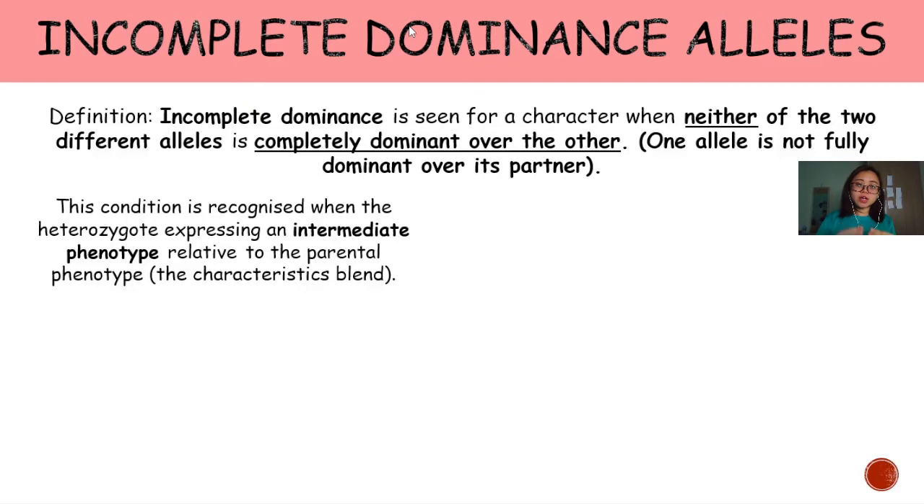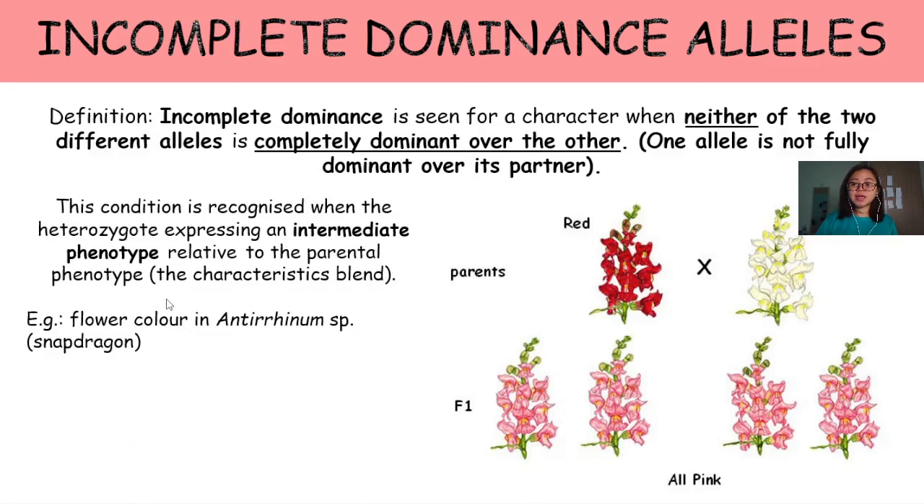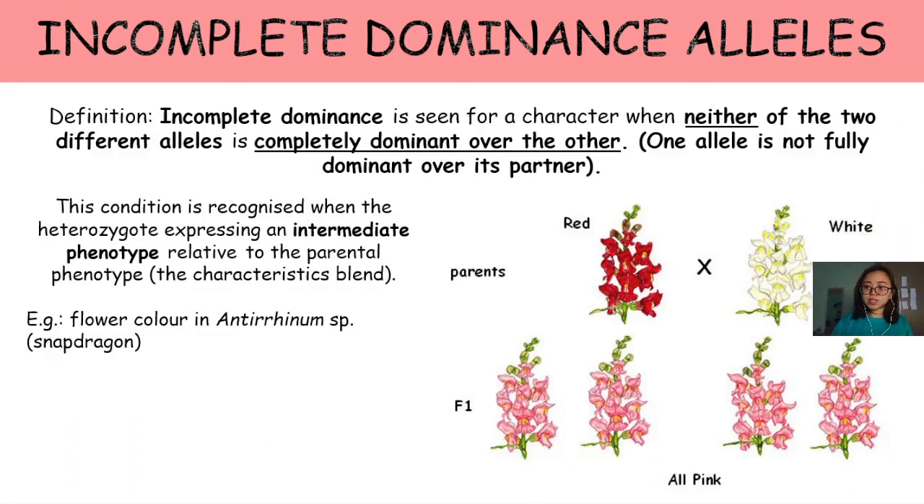The condition is recognized when the heterozygote is expressing an intermediate phenotype relative to the parental phenotype, or as we can say, the characteristics blend. An example is in flower color of Antirrhinum species, or what we call the species is snapdragon flower. Ini adalah bunga snapdragon. Okay, it's bunga snapdragon.